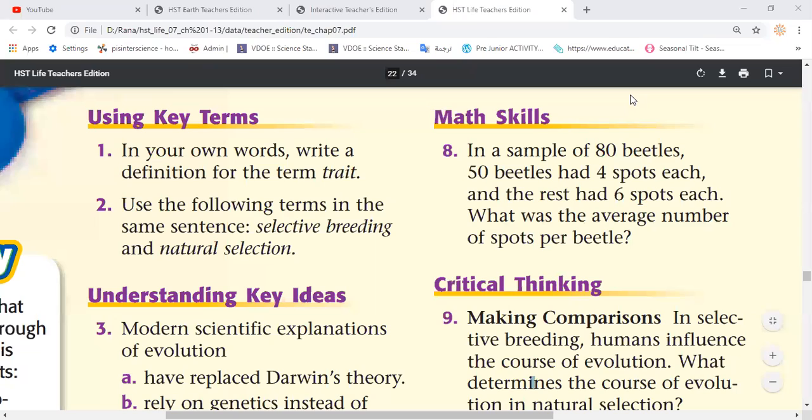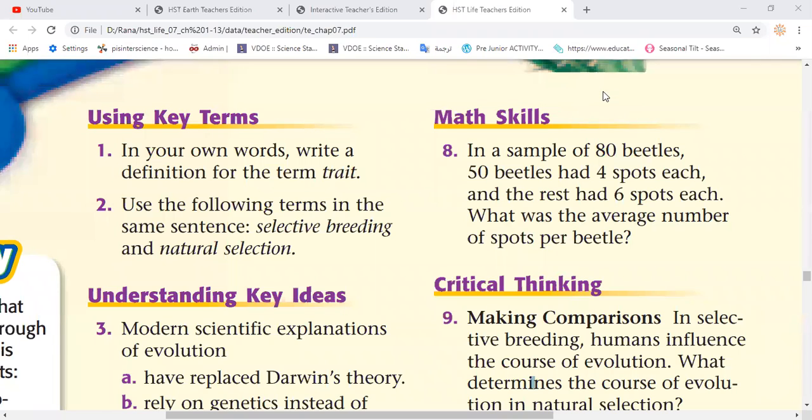Anyone have any question? If there is something not clear, just raise your hand and ask. Okay, guys? So question number 2, use the following terms in the same sentence: selective breeding and natural selection. Okay, Hannah. Selective breeding happens when humans intervene, but natural selection occurs naturally.